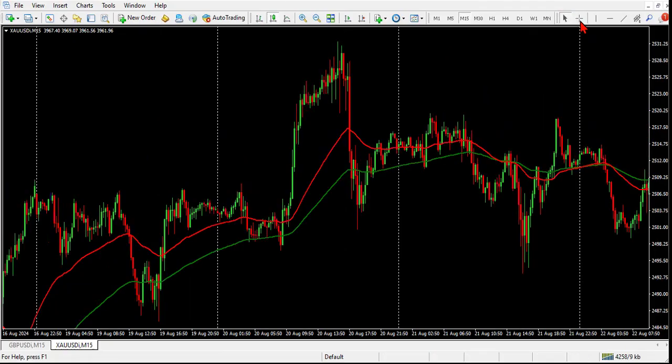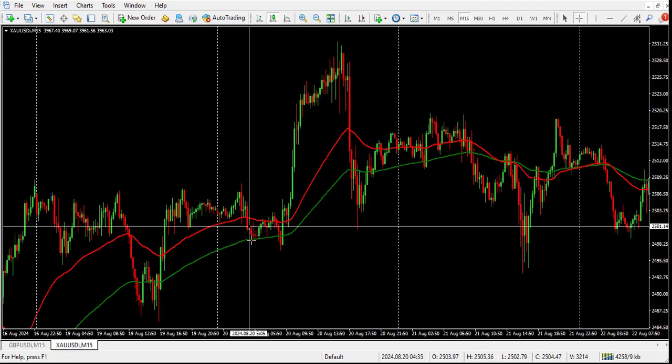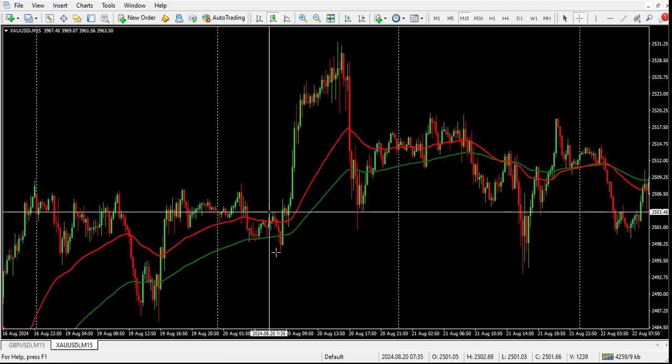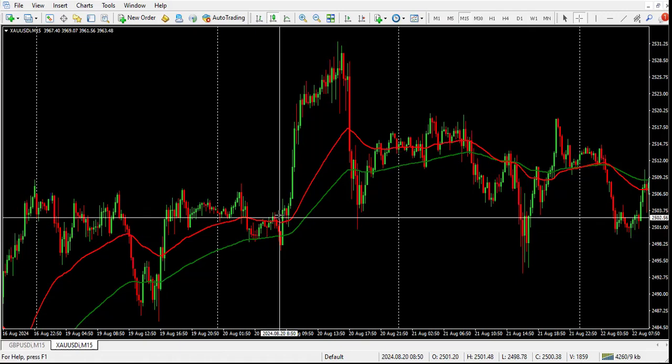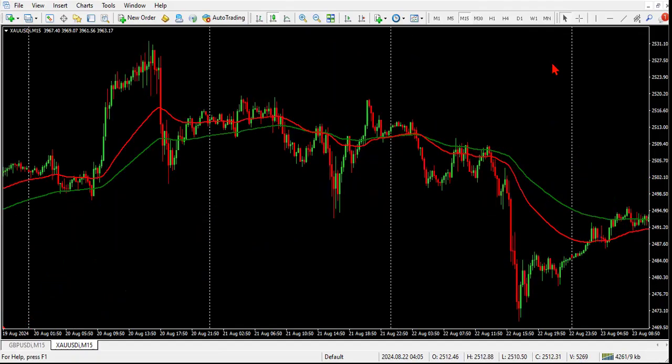Same thing the very next day. The exact same thing. Gave you a lower high, a lower low. It broke through this high, came and retested this high, and it gave you another 200 plus pips. All there is to it.